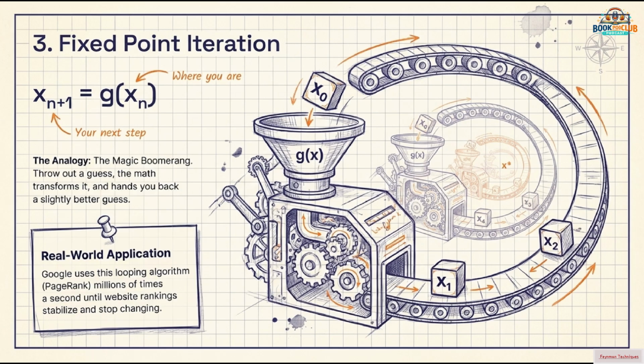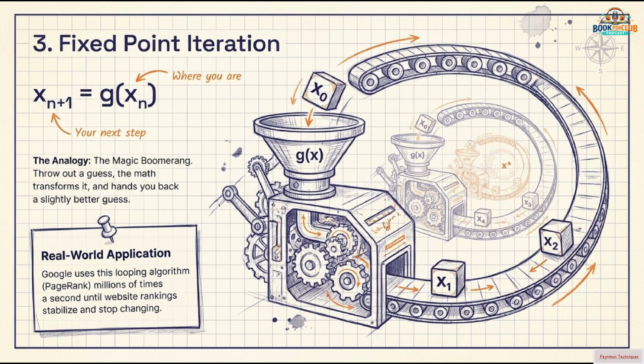They assign every page a random, totally guessed rank. Just a total guess. Yep. They feed those guesses into their giant mathematical machine, which calculates a slightly better rank based on the links. Then they take those new ranks and feed them right back into the start. And they just loop it. Millions of times a second. Until the numbers finally stabilize and stop changing, they find the fixed point and boom, that's the search result you see on your screen. That is genuinely fascinating. A feedback loop that resolves its own circular logic.